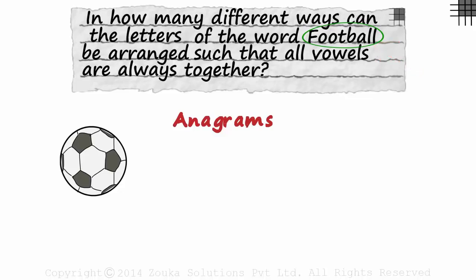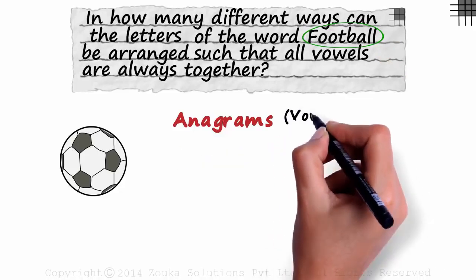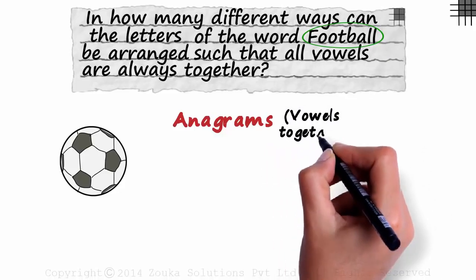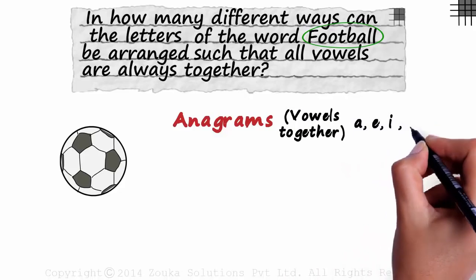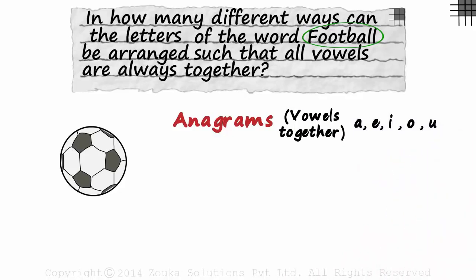But are we asked for all possible anagrams of the word football? Or are we given any condition? Yes, we have a condition. The vowels should always be together. The vowels of the English alphabet are A, E, I, O and U. So let's look at the word football letter by letter. The first letter is F, not a vowel. The next two letters are O and O, which are vowels.